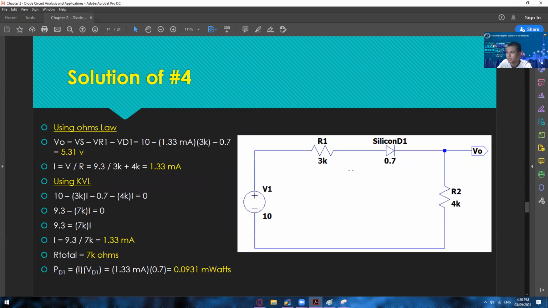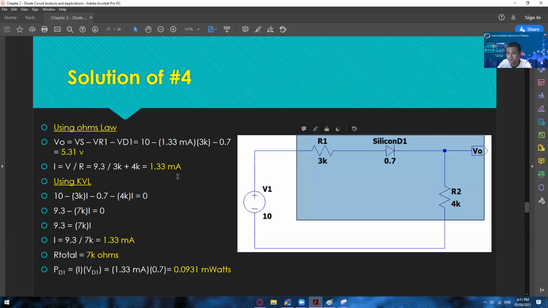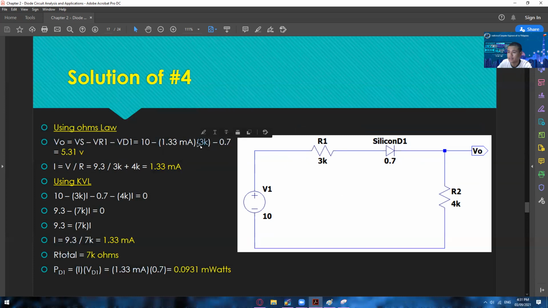In here, it's the same. All you need to do is deduct the voltage drop. We have this equation: VO equals Vs minus VR1, which is the voltage drop across R1, and then minus VD1, which is the voltage threshold of your silicon. For the Vs, we have 10, and VR1 is of course I times R1, wherein you must solve for the I first. I is equal to V divided by R, so voltage is equal to 9.3 volts. Solve the entire circuit first: 9.3 divided by 3k plus 4k, and then we will get 1.33 milliamps. Then we substitute the value of 1.33 and multiply by 3k, and we will get 5.31 volts up to this point.